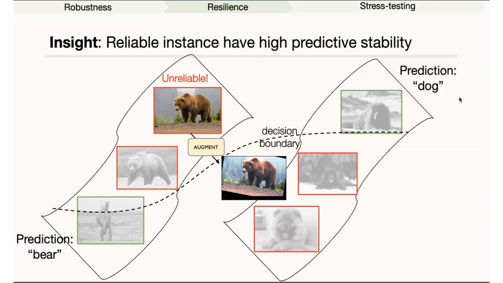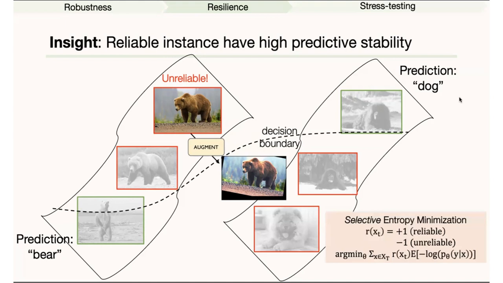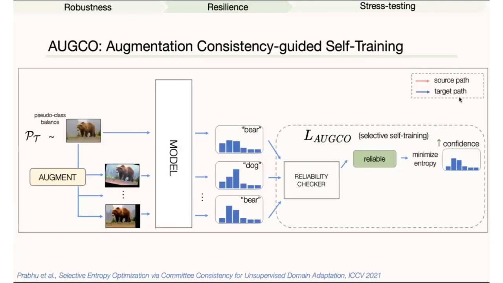And importantly, this is similar to what a lot of self-supervised learning methods, especially contrastive learning, do, but we aren't really optimizing this. We are using this as a probe to determine the reliability of an instance, right? So we're looking at predictive stability as an indicator of reliability. And then we can just do selective entropy minimization, where we either increase model confidence if it's reliable and decrease it if it's unreliable.